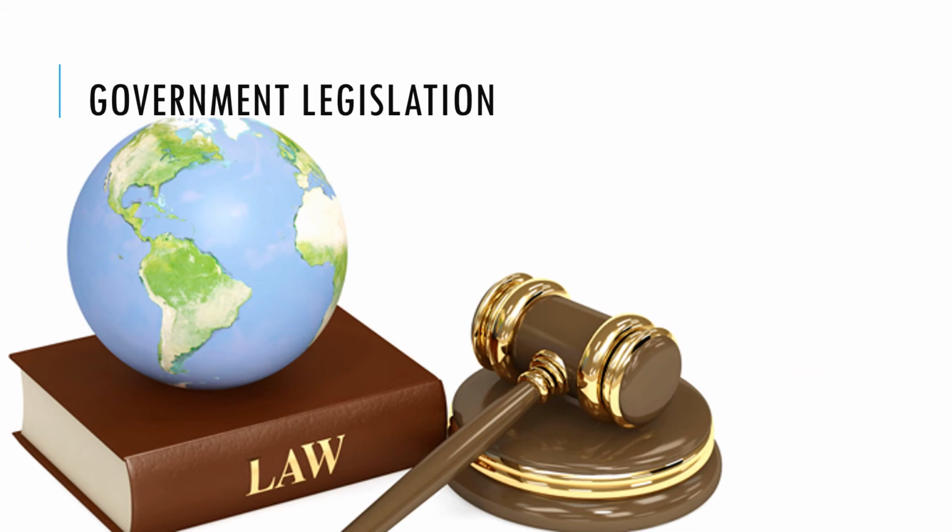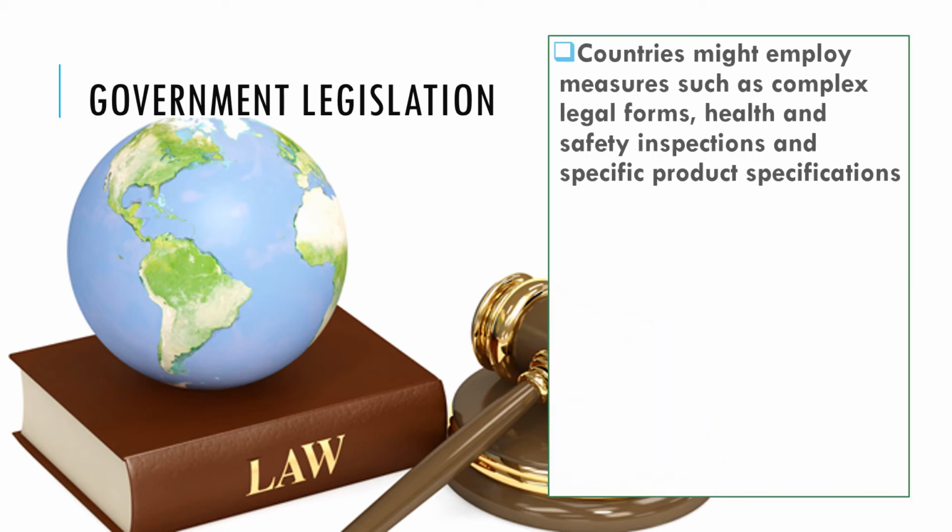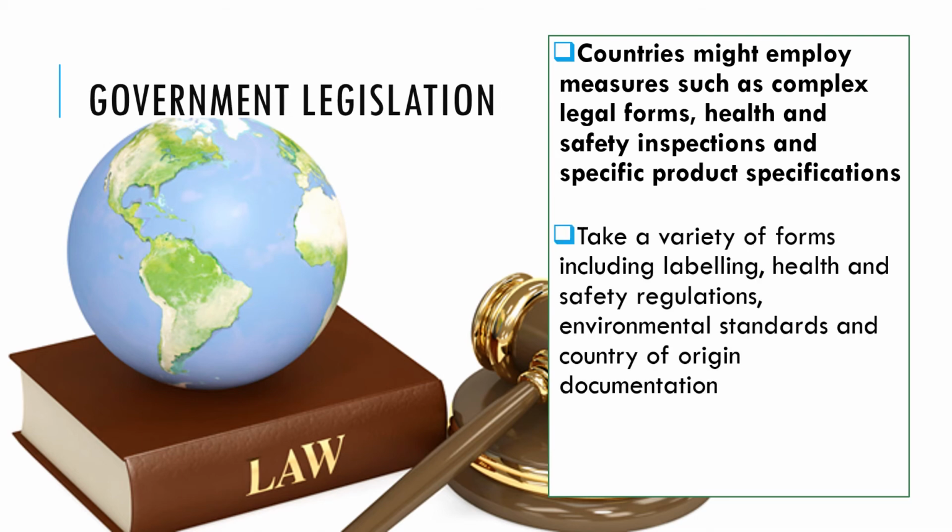The final way in which governments may restrict the level of imports is by introducing legislation, regulations and laws. So for example, complex legal forms to fill in for imports, or health and safety inspections, or specific product specifications, or perhaps environmental regulations would all be ways in which companies might try and block imports from coming into their country. So things to do with labeling, environmental standards, making sure that they come from a particular country of origin, can block other imports from entering the country. They may also raise the costs of importation, for example, lots of form filling and checking.